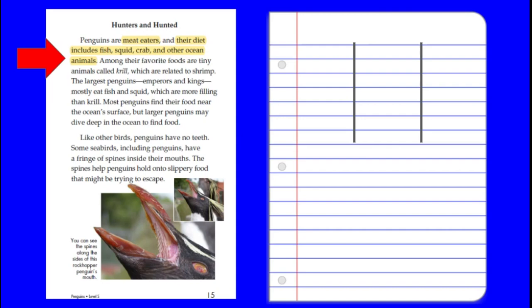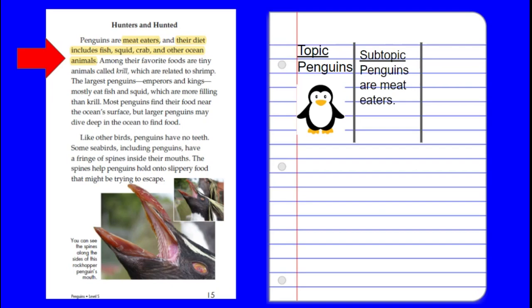But I'm going to write down the different parts. So the first part would be penguins. That's our topic. The subtopic, penguins are meat eaters. That goes along with our diet that we picked out. And then we can include some details too.